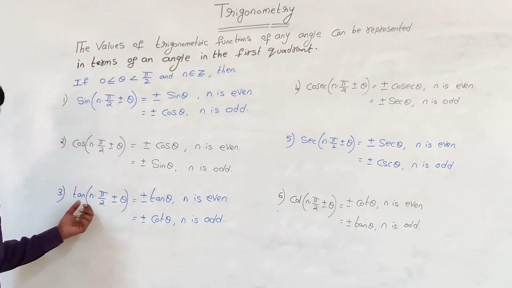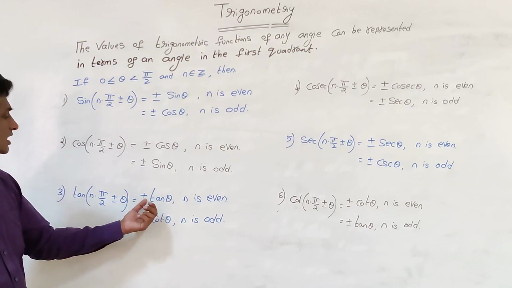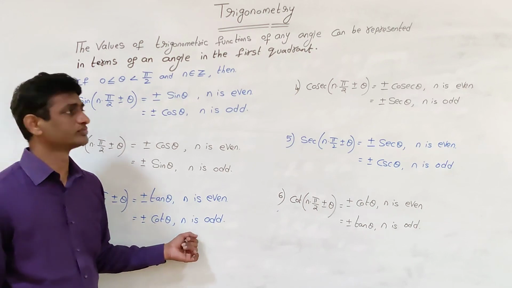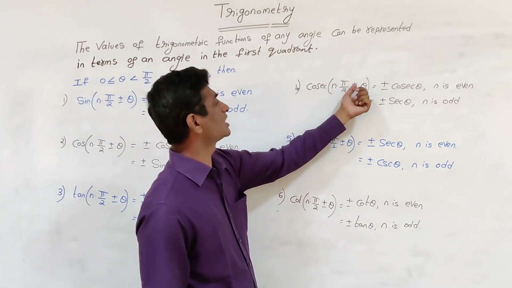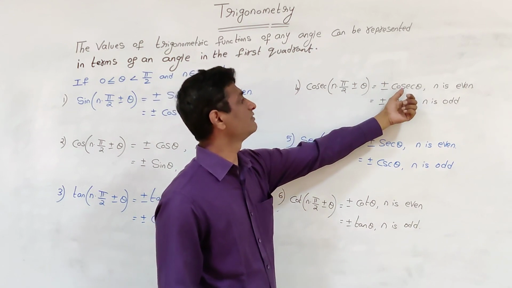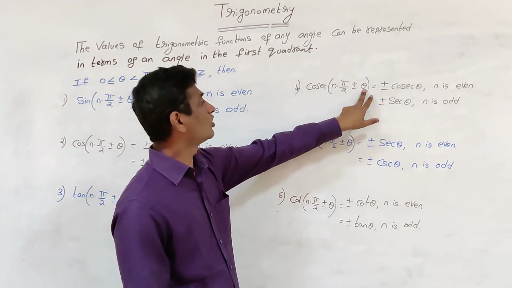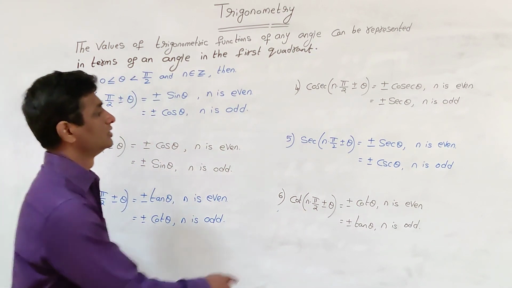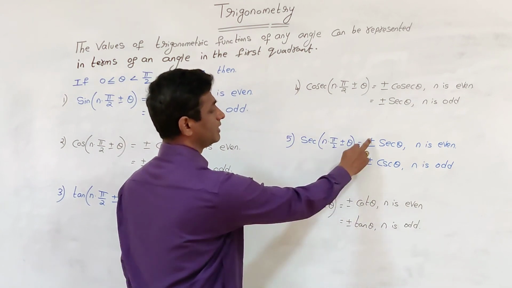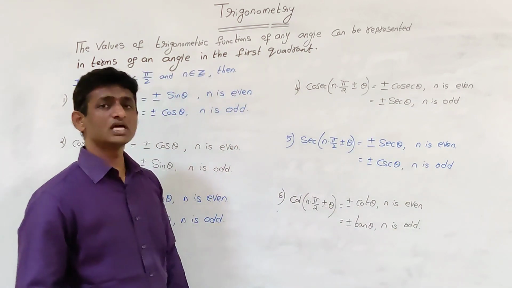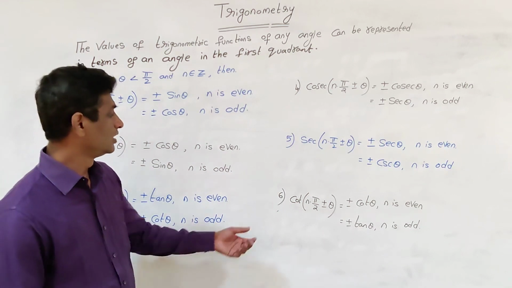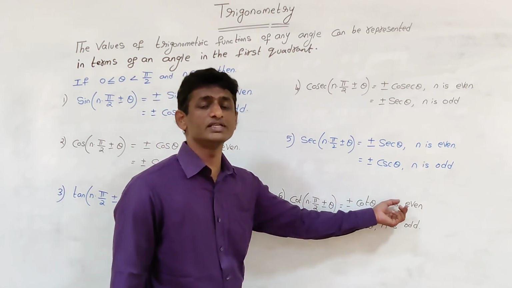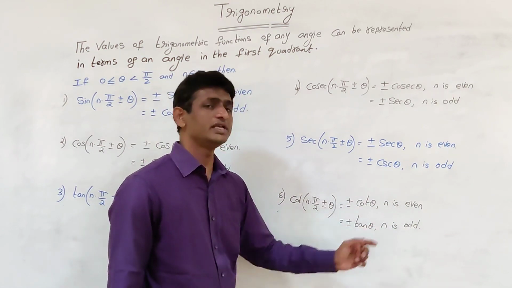Next, the third one. Tan of n times pi by 2 plus or minus theta will be plus or minus tan theta if n is even, and plus or minus cot theta if n is odd. Cosecant of n times pi by 2 plus or minus theta will be plus or minus cosecant theta if n is even. But what is theta? Theta is an angle which lies between 0 to 90 degrees. Secant of n pi by 2 plus or minus theta will be plus or minus secant theta if n is even, and plus or minus cosecant theta if n is odd. Next, cot of n times pi by 2 plus or minus theta will be plus or minus cot theta if n is even, and plus or minus tan theta if n is odd.